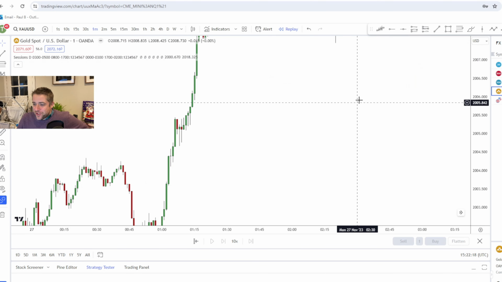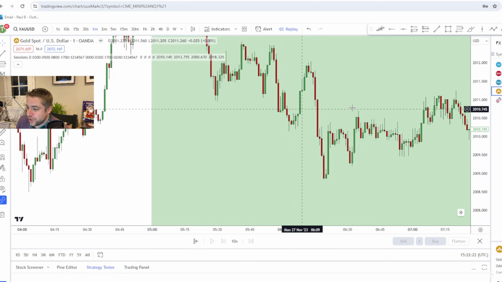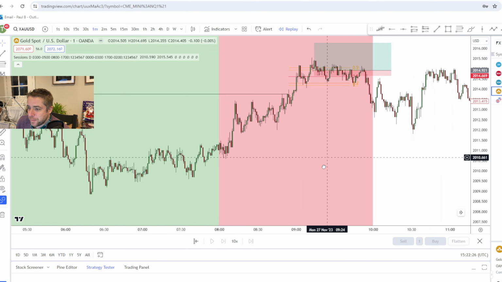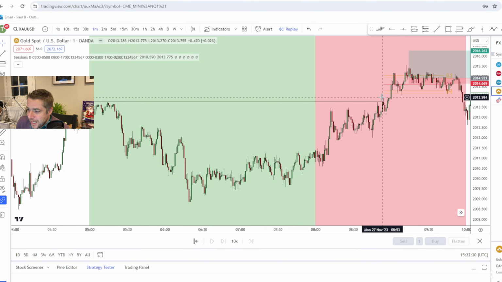That's 15% so far that we've made, which is pretty good, considering we're only taking 1 trade a day, and we're up 15%. Right, next one, we take out the high here.